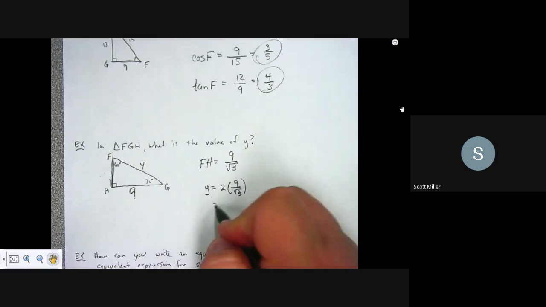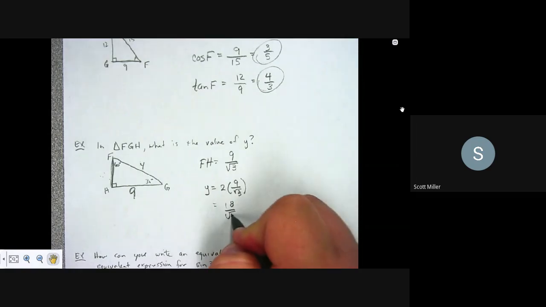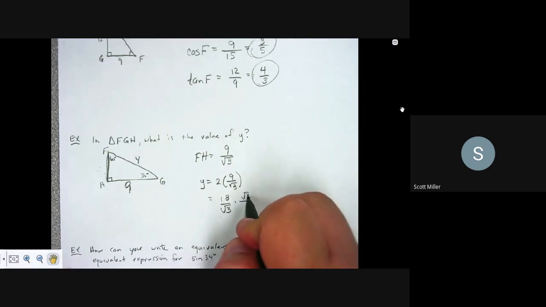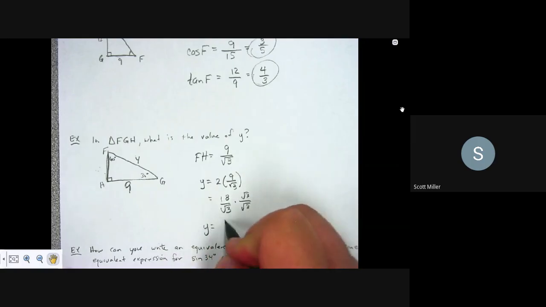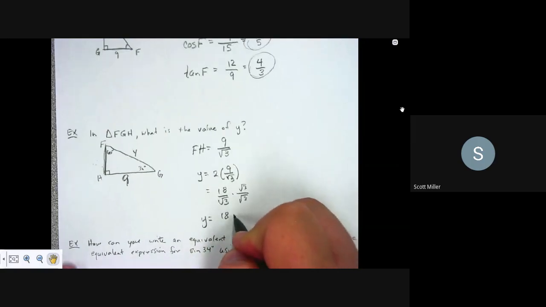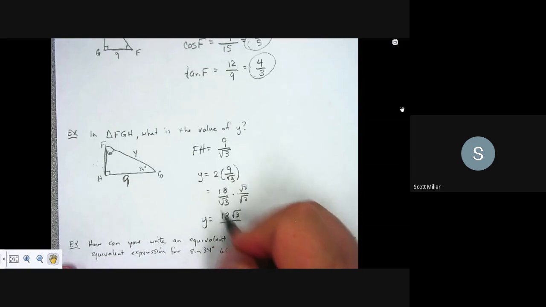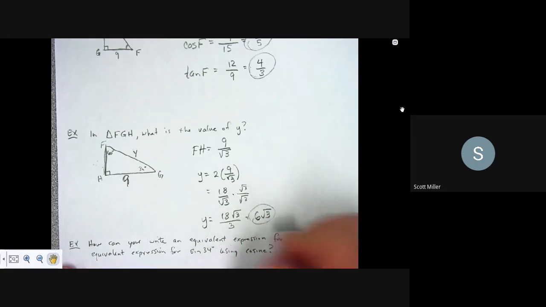And then you get 18 over the square root of 3. We want to rationalize that. This is what we did last time. And so I end up with y equals 18 times the square root of 3 divided by 3, which reduces. 3 goes into 18. So there's my answer.